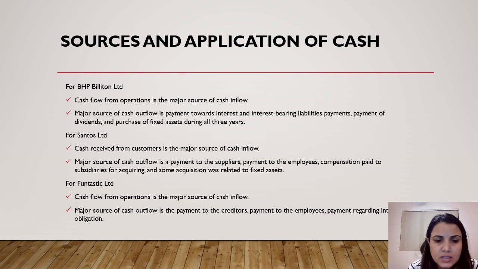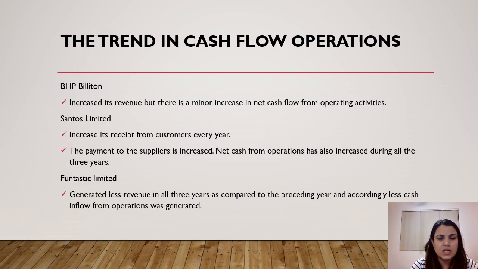Likewise, for Fantastic Limited, cash flow from operation is the major source of cash inflow, whereas the major source of cash outflow is the payment to the creditors, payment to the employees, and payment regarding obligations. Moving towards the next slide, it discusses the trend in cash flow from operations.